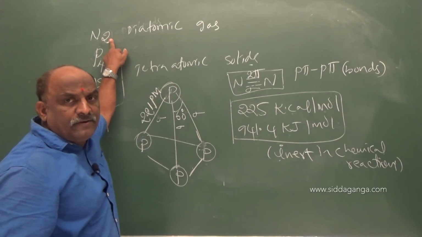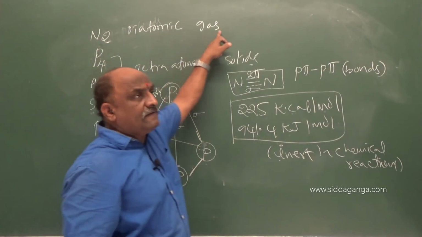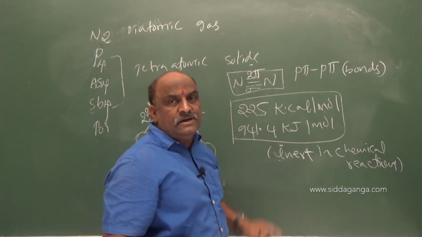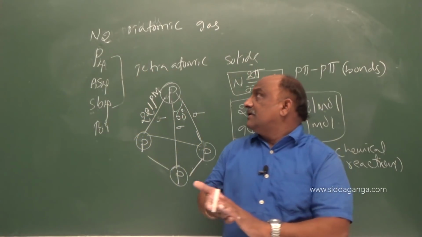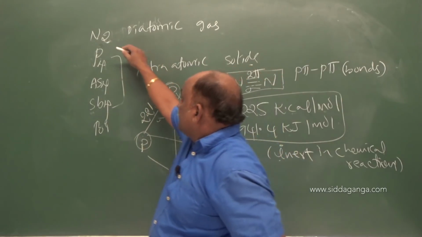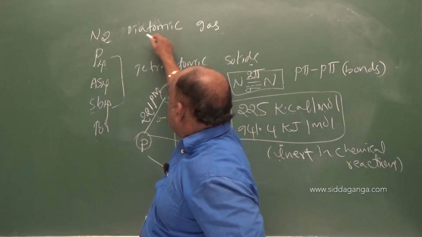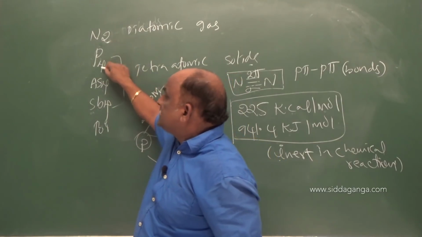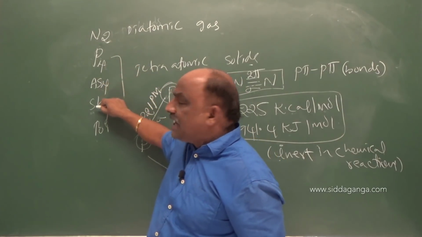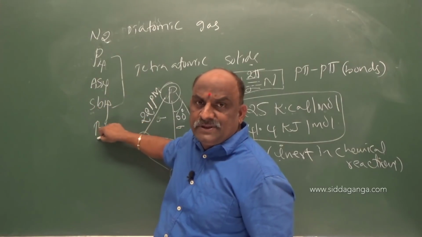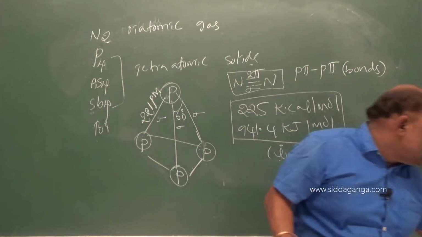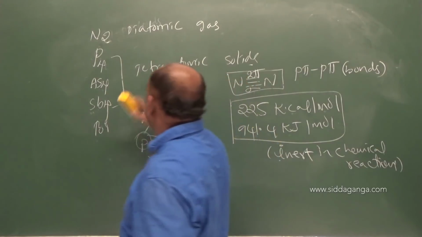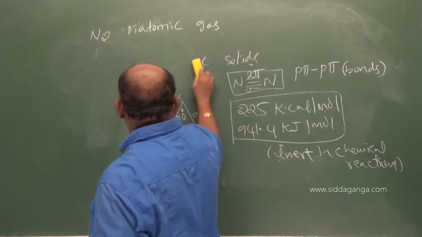While coming to nitrogen, it is diatomic and a gas. The rest of the elements are solids and tetraatomic. Nitrogen and phosphorus are non-metals. Arsenic and antimony are metalloids. Bismuth is a metal. So these are the general information regarding 15th A group elements.